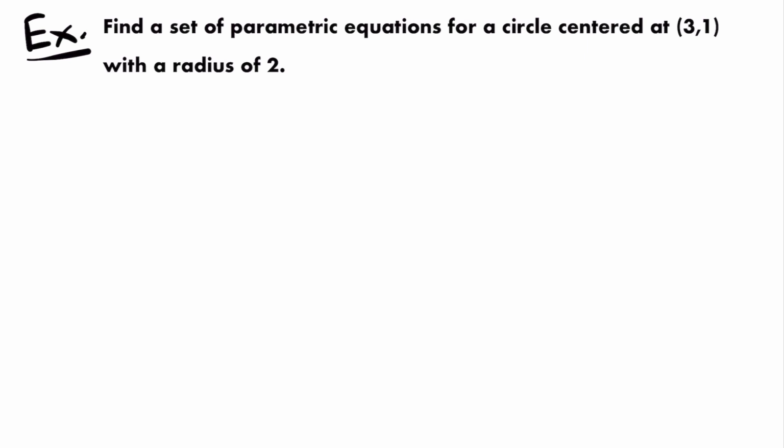All right, so now in order to do this problem, we need to know the general form of the equation for a circle, right? We're going to start out with a rectangular equation, and then we're going to change it into being a set of parametric equations. All right, so remember that the general form of the equation for a circle is (x minus h) squared plus (y minus k) squared, and that's equal to the radius squared.